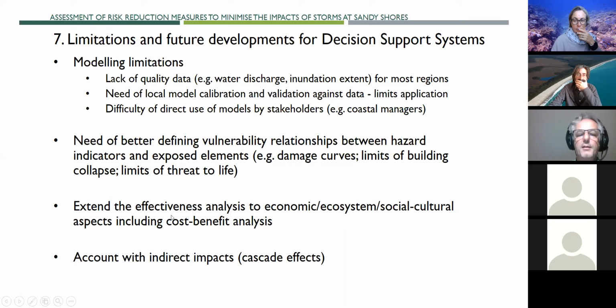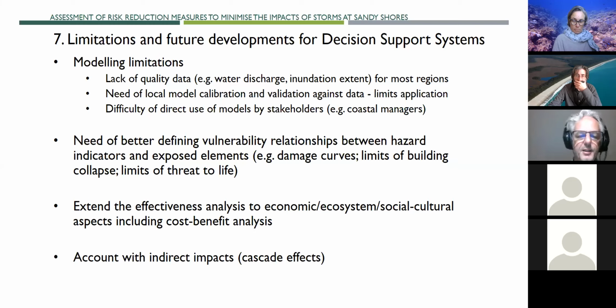We need to extend the effectiveness analysis to the economic, to the ecosystem, and to the social and cultural aspects, because in the end, this will be as important as the risk effectiveness that I've been talking about for any coastal manager. Coastal managers will not take the decision only based on the risk analysis. They will also take decisions based on the economic values, on ecosystem values in some cases, and also on social and cultural aspects.